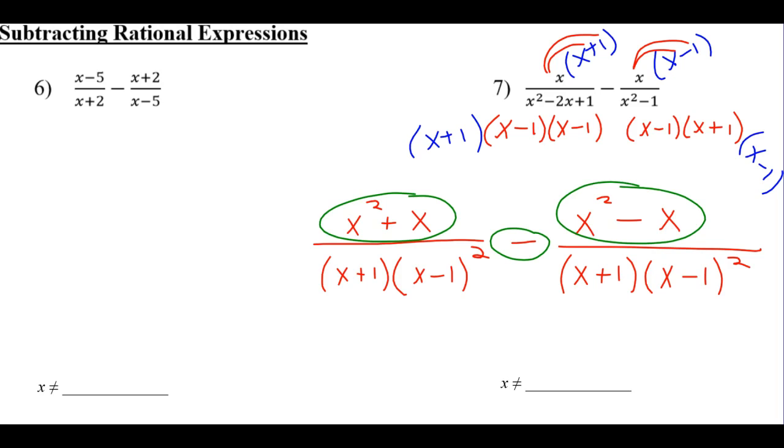So what does that whole numerator come out to? 2x. Yep, it's 2x. And what's the x? All over the common denominator. And that would be it.